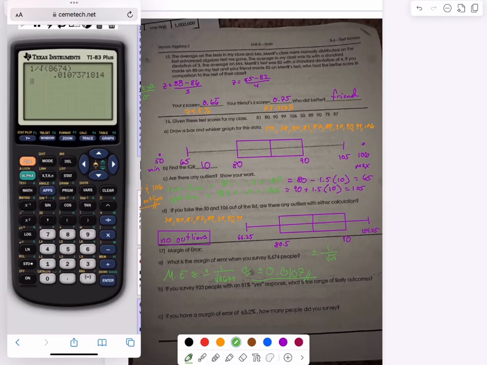Yeah. Oh, let me make sure. 0107. So roughly 1%, that's fine.